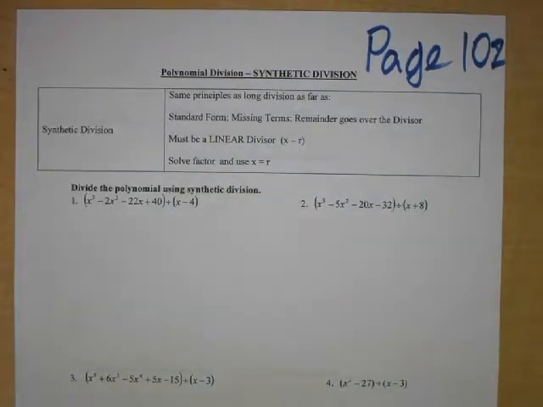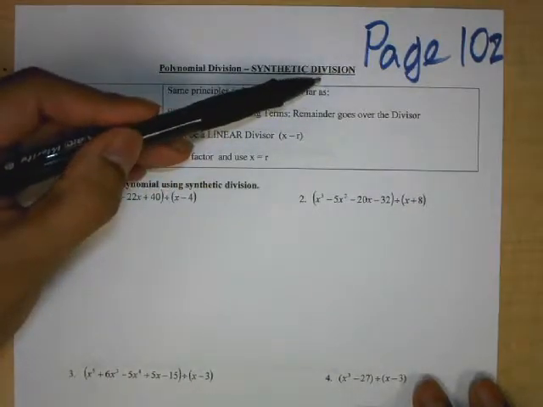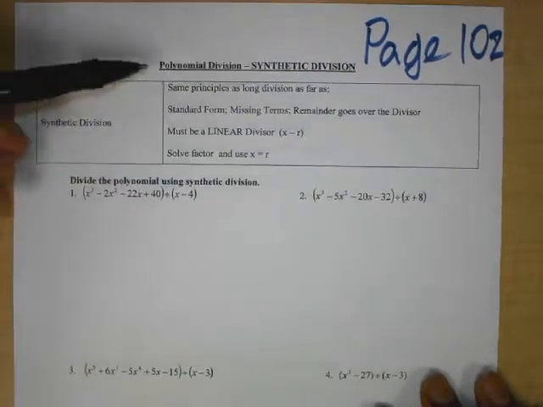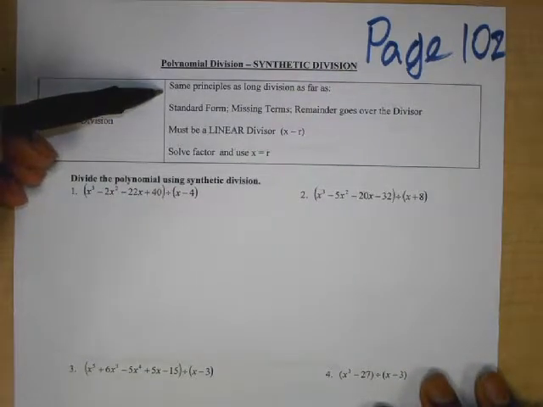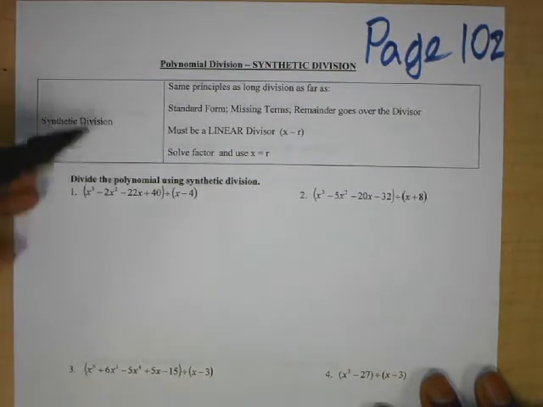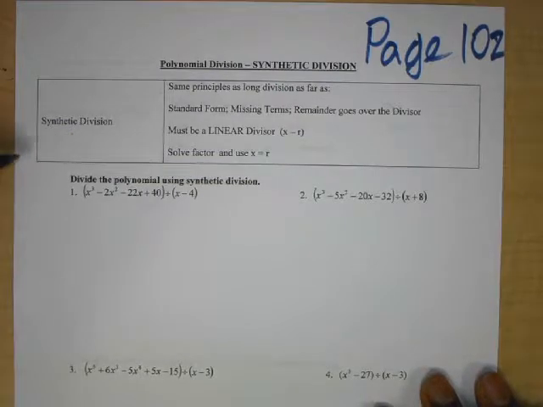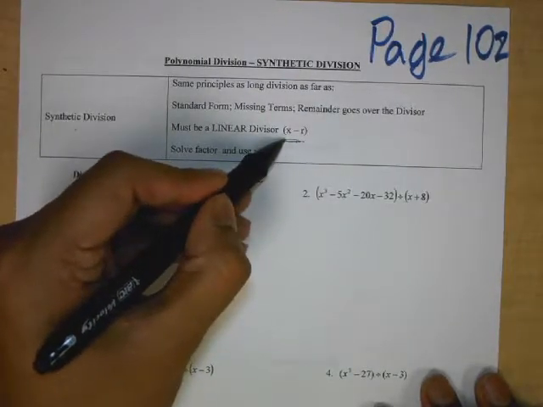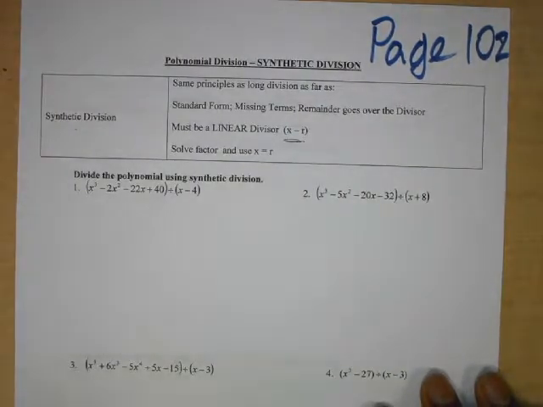Okay, guys, we're going to cover in your notes page 102, and our topic today is synthetic division. Yesterday you covered long division, right? Synthetic division is another version of dividing polynomials that we can specifically use for simple cases, when the divisor is linear. What that means is, again, x minus r. You can't have a number in front.